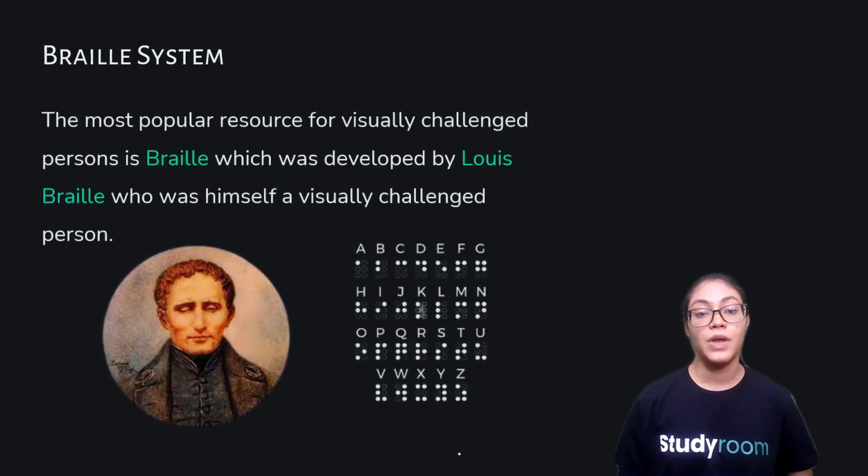Now, the Braille system. The most popular resource for visually challenged persons is Braille, which was developed by Louis Braille, who himself was a visually challenged person. Louis Braille developed this system, which enables visually challenged people to identify what is written. There are certain kinds of dots as shown in the image. By touching the dots, people are able to identify the letters. Okay.